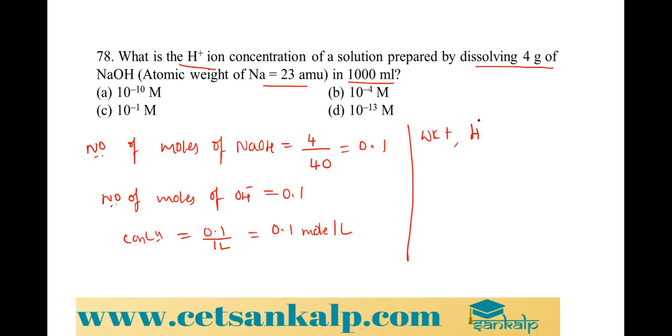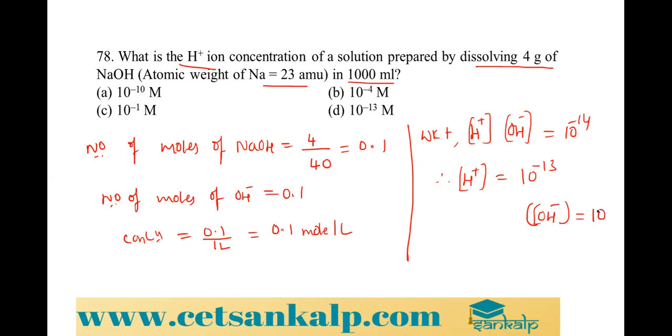We know that H plus concentration into OH minus ion concentration is equal to 10 to the power of minus 14. So they are asking what the H plus concentration should be. OH minus is 10 to the power minus 1, so H plus is equal to 10 to the power minus 13. Why? Because OH minus ion concentration is equal to 10 to the power of minus 1. Right? So what is the answer, can you tell? What is the H plus ion concentration they have asked. So the answer is D. Okay, right.